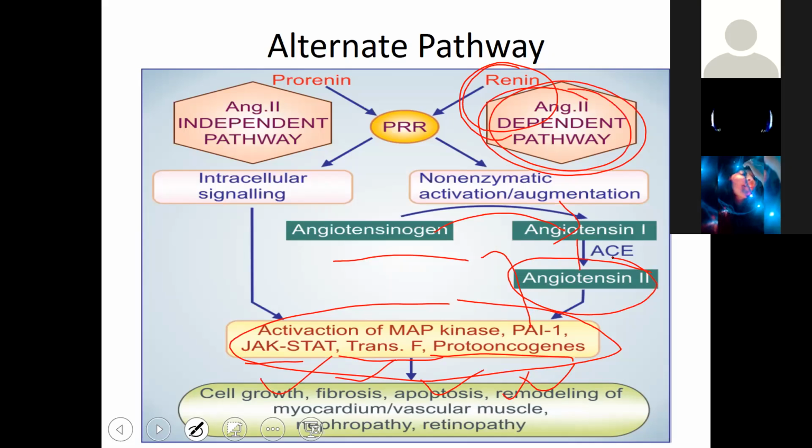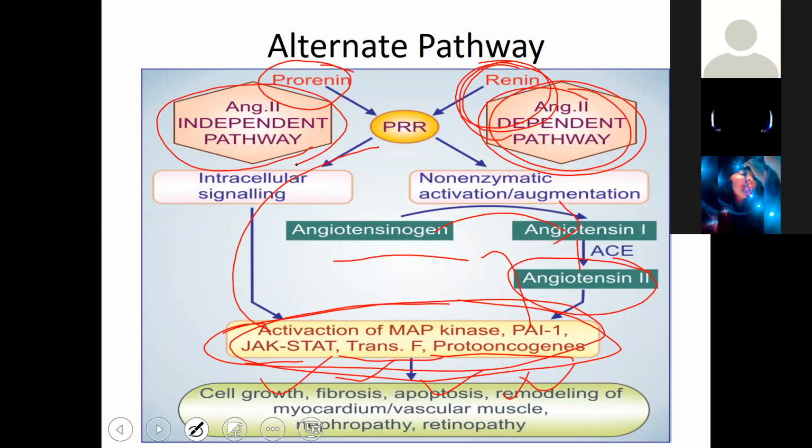But prorenin and renin, both can directly stimulate the MAP kinase and JAK-STAT pathway and proto-oncogenes, without the help of angiotensin 1 or 2. That is the angiotensin 2 independent pathway. So both are possible, like ACE inhibitors, where ACE and non-ACE pathways are both present. Similarly, the angiotensin 2 dependent and independent pathways are also present.